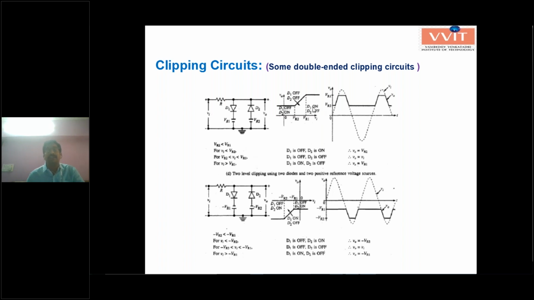One condition is Vi less than VR2. Second, Vi is in between VR2 and VR1. And the third condition is Vi greater than VR1. For these three conditions, what are the diode statuses, on or off, and the output voltage? According to this, you draw the transfer characteristic curve. Similarly, another one, there will be two negative reference voltages. You apply a sinusoidal input waveform. Then what is the transfer characteristic curve and what is the output waveform?